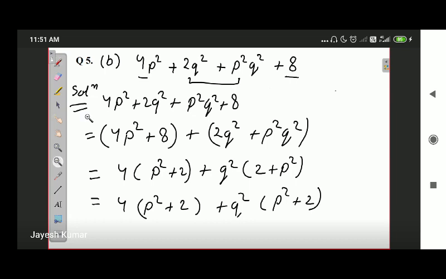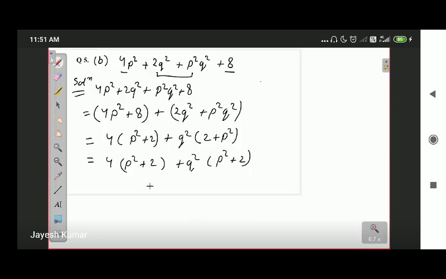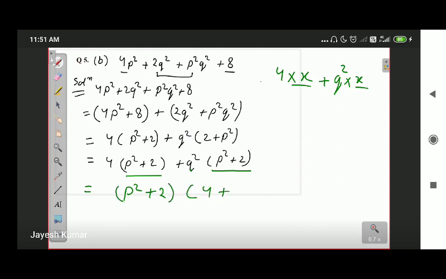Okay, now let us see. In the first expression, we have 4 into something, let's say this something is x. In the second expression, we have q square into something, once again there is x. Okay, p square plus 2 is common for both the terms. So finally we are taking p square plus 2 once again as common, and what the remaining is 4 plus q square. Okay, in case some of you did not understand this one properly, no need to worry about. I will discuss it once again in the next lecture.